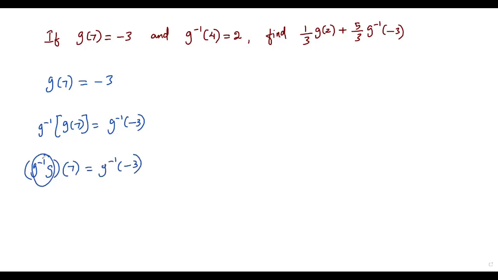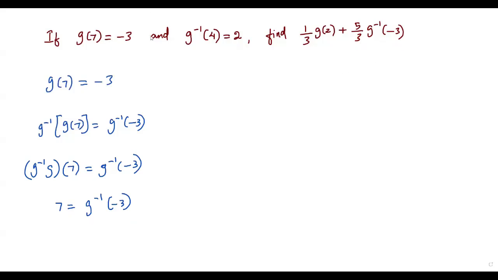And the product of g inverse and g is equal to 1. So 1 times 7 is just 7. So 7 equals g inverse of negative 3. Now I got the value of g inverse of negative 3. So I can plug in 7 for this g inverse of negative 3 into the given expression over here.